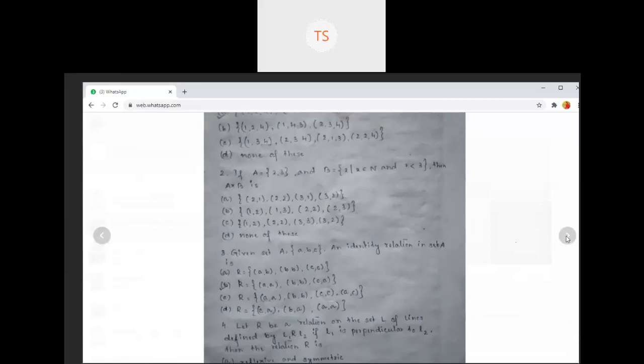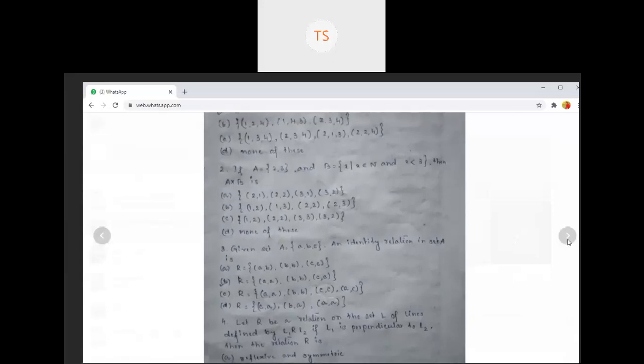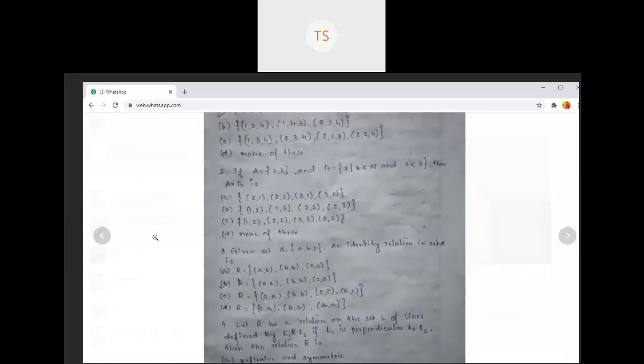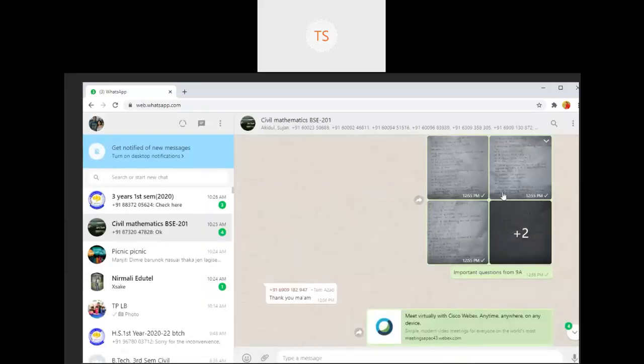So which is the correct option? D. Option D is the correct option. That means the relation R is a symmetric relation. Okay, so let's go to question number 5.